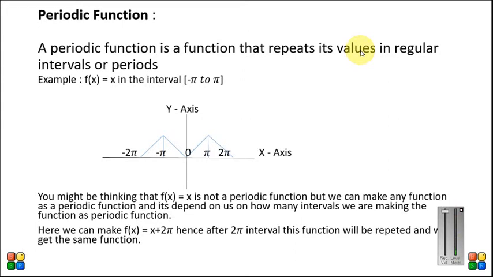You might be thinking that the function x is not a periodic function, but we can make any function a periodic function, and it depends on us at what interval we make the function periodic. Here I have made the function periodic with a 2 pi interval. You can see that after a 2 pi interval this function is repeated, and we get the same function again. So this function is said to be a periodic function.